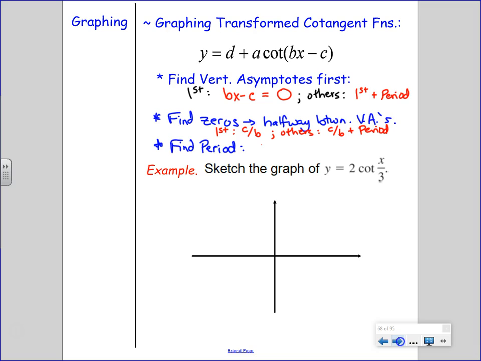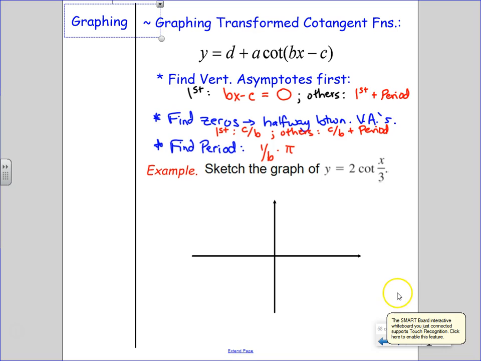Can you bring the screen down just a little bit? The top says graphing transformed cotangent functions. So it's just like the tangents. All right, kiddos, it's okay. We have a whole nother day for... Sorry, my computer just froze, so that's not working out well.